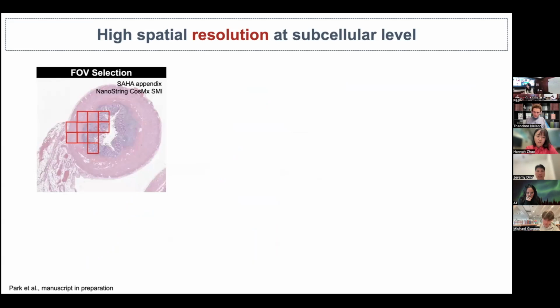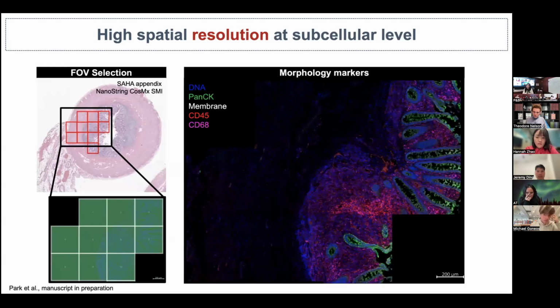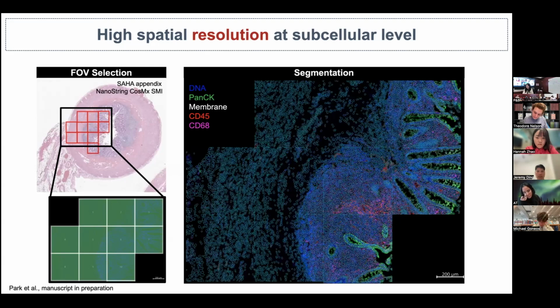So this is one example to see it. For CosMx SMI for RNA and protein, we typically start with H&E and go to pathologists to choose a field of view. We now shine lights on these fields of view and have the morphology markers aimed for segmentation. We typically use 4 to 5 markers for segmentation for CosMx.